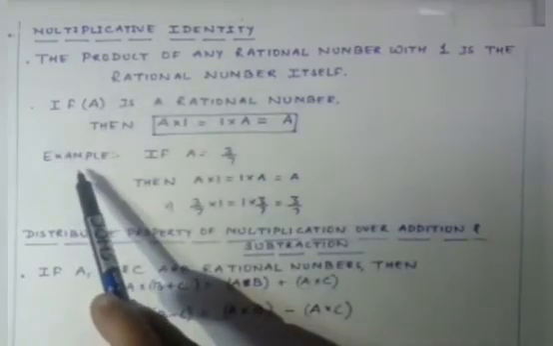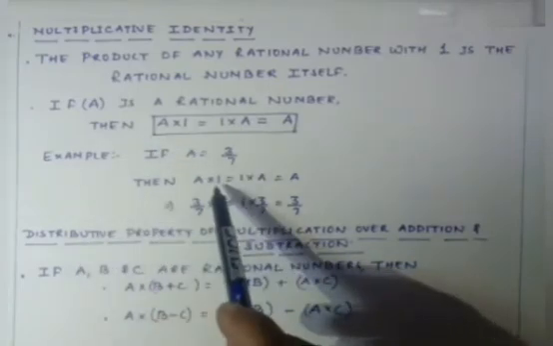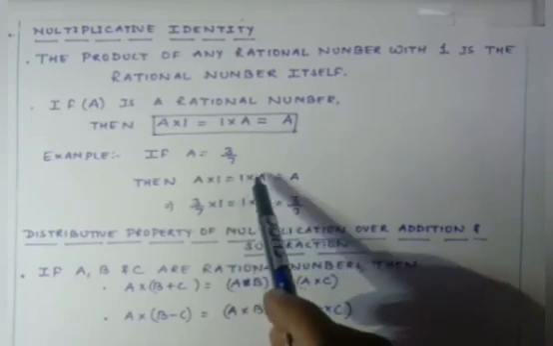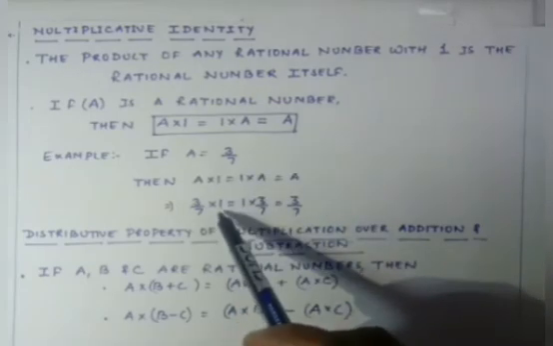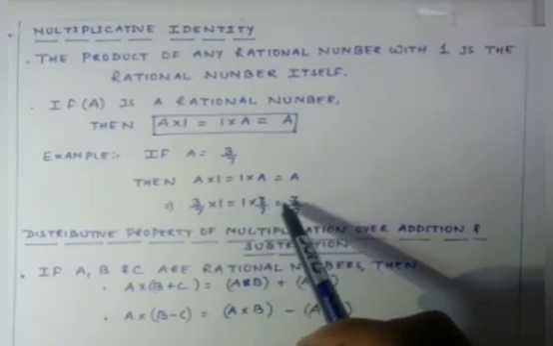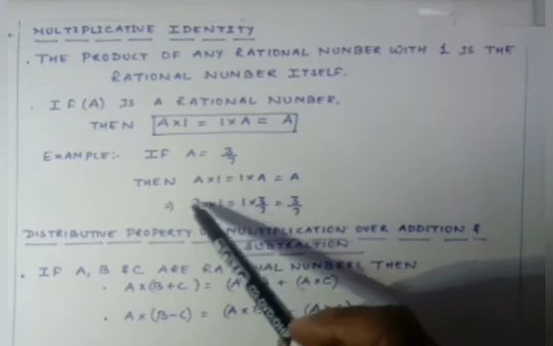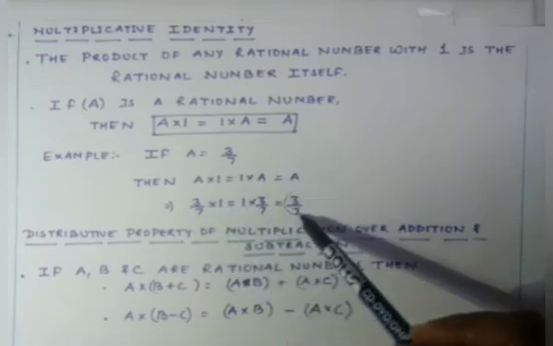Let us take an example. If a is equal to 3 upon 7, then according to the property a into 1 is equal to 1 into a is equal to a. So 3 upon 7 into 1 is equal to 1 into 3 upon 7 makes 3 upon 7. So if we are going to multiply 3 by 7 by 1, what will be the product? The number itself.